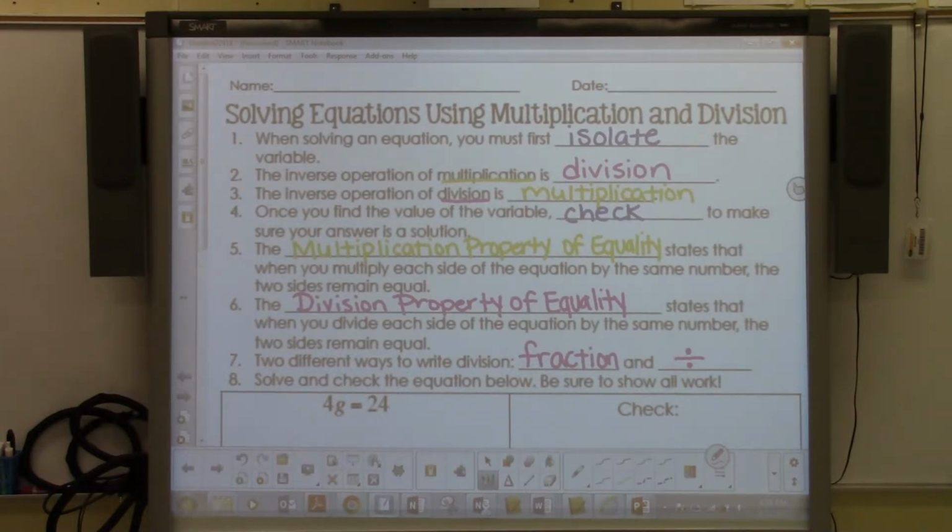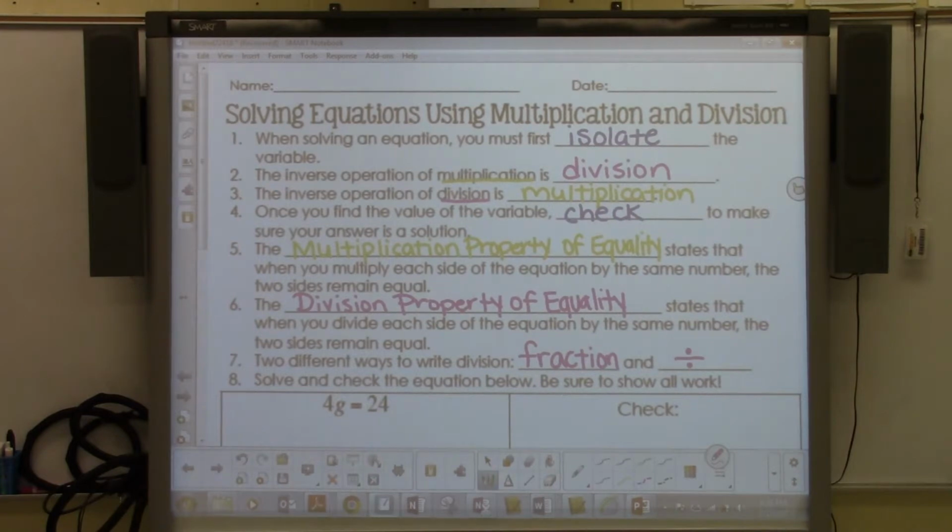The inverse operation of multiplication is division, and the inverse operation of division is multiplication. Just like addition and subtraction, multiplication and division can undo each other. Once you find the value of the variable, what it's equal to, you're going to check to make sure your answer is a solution, that it does in fact make sense.